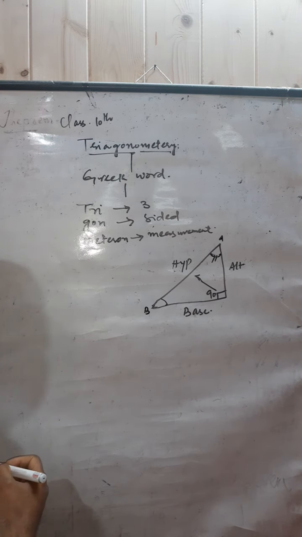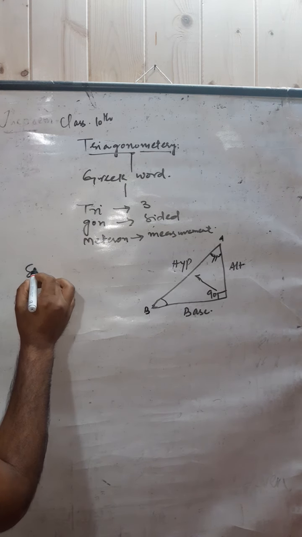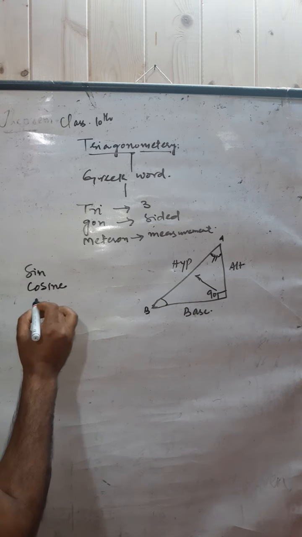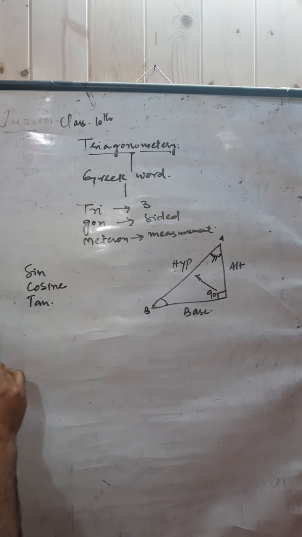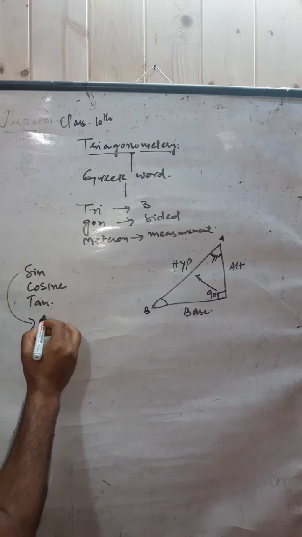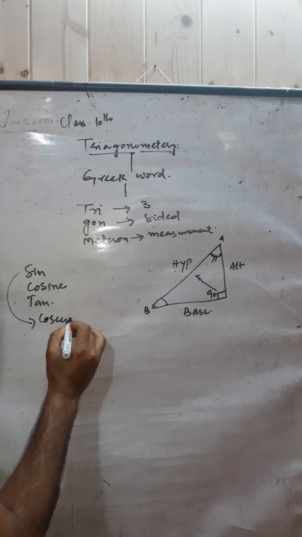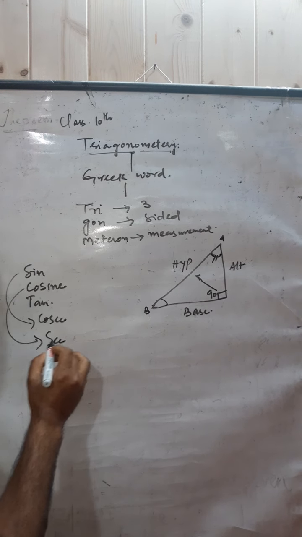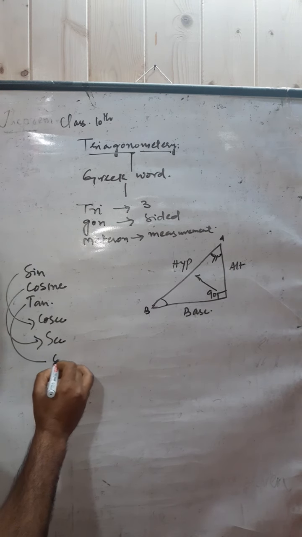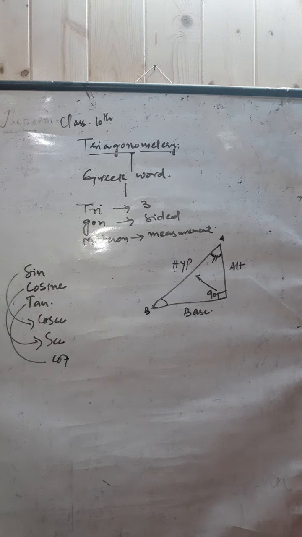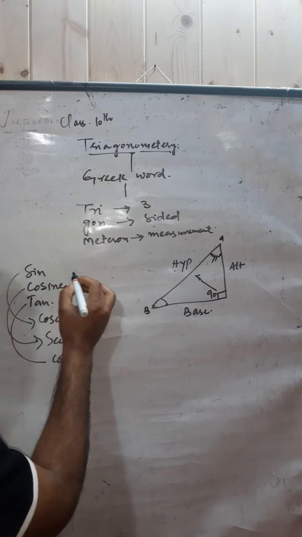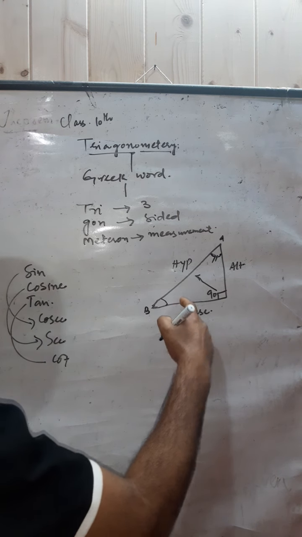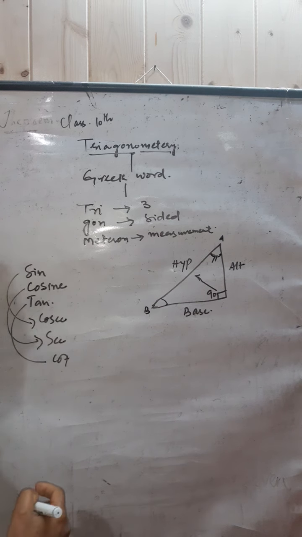And we have to study these sides in terms of sine, in terms of cosine, in terms of tan, in terms of the reciprocal of sine, that is cosec, the reciprocal of cosine, that is sec, and the reciprocal of tan, that is known as cot. Here we have to keep focusing on the trigonometric ratios. So it means the ratio in terms of the sides.